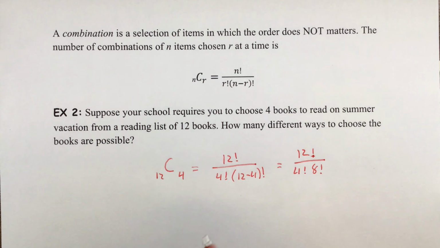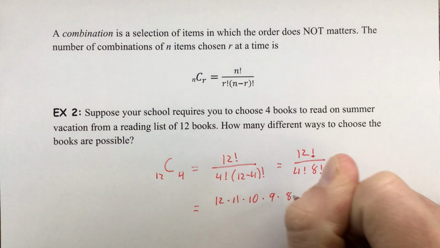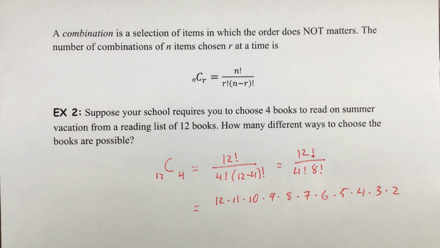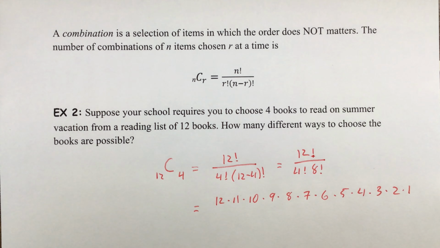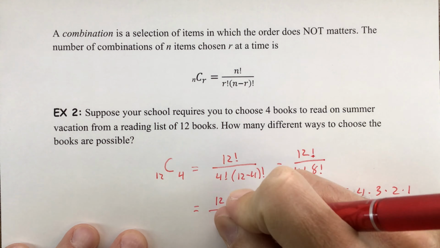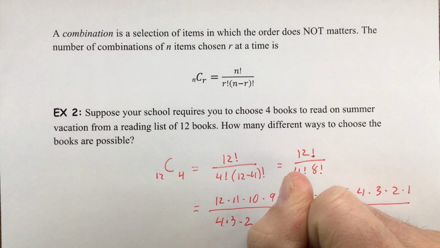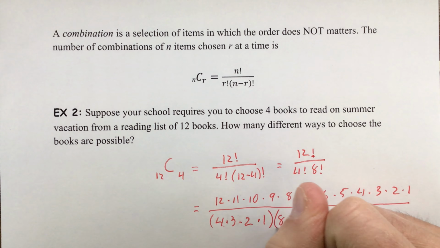Okay, so 12 factorial literally means we got 12 times 11 times 10 times 9 times 8 and so on, all the way down to 1. Of course, when you multiply by 1, it doesn't really make a difference. We can go ahead and include it, but it doesn't change anything in the product. Okay, that is going to be divided by 4 factorial. We're actually expanding this out. 4 times 3 times 2 times 1. Again, the 1 doesn't really matter. And 8 factorial.